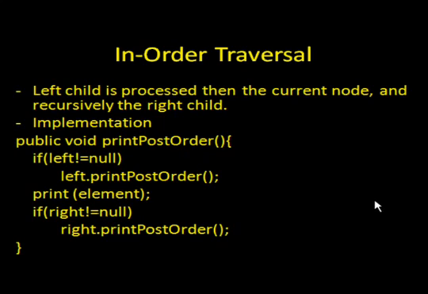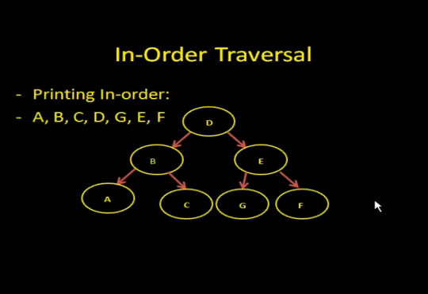And here is an example. So I would output A, and then B, then C, then D, G, and then E, and then F. You see I changed the letters here to confuse you a little bit. Okay.